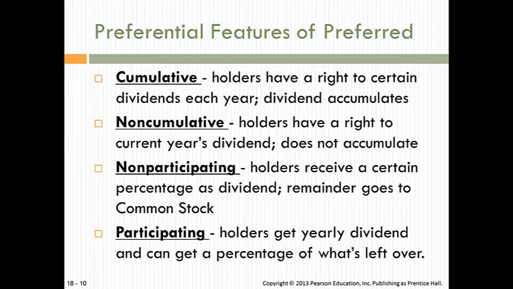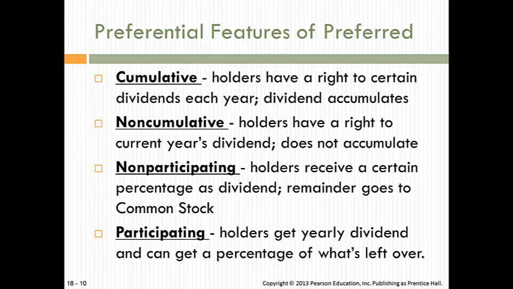There's 4 important terms used with preferred stock that you need to understand and learn in order to make computations and accurately record transactions involving dividends. The first is cumulative. If preferred stock is cumulative, the stockholders have a right to certain dividends every year. This doesn't mean they actually receive dividends. It just means they have the right. So if the year passes and the corporation did not declare dividends, the amount due to the cumulative preferred stockholders accumulates and it's added to the amount owed the next year.